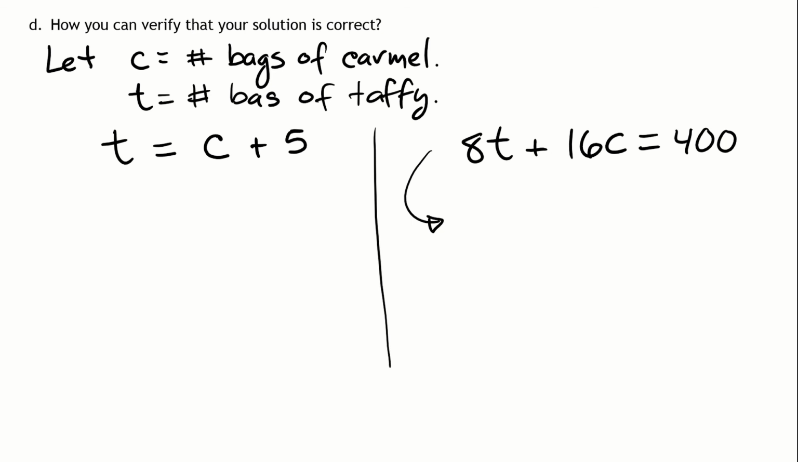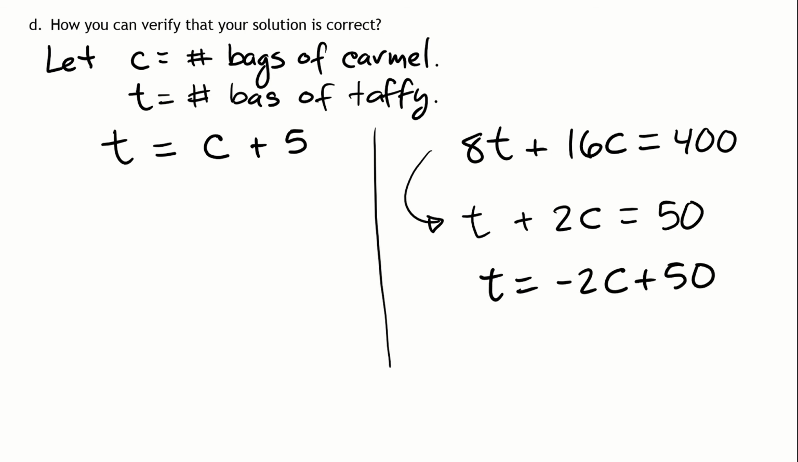So I'm looking at both sides of this, and it appears I could divide everything by 8. If I divide each term by 8, it's going to become t plus 2c. And if I take the 400 and divide it by 8, it gives me 50. Then if I subtract 2c from both sides, I get that t is equal to negative 2c plus 50. So at this point, I clearly have the situation where c plus 5 is equal to t and negative 2c plus 50 is equal to t.